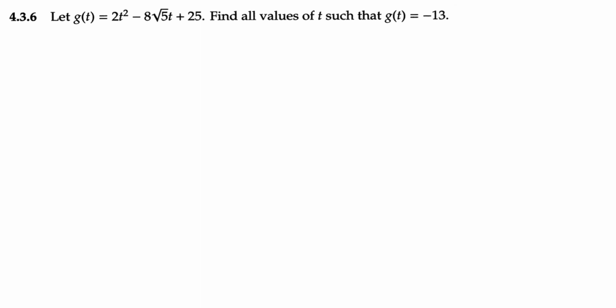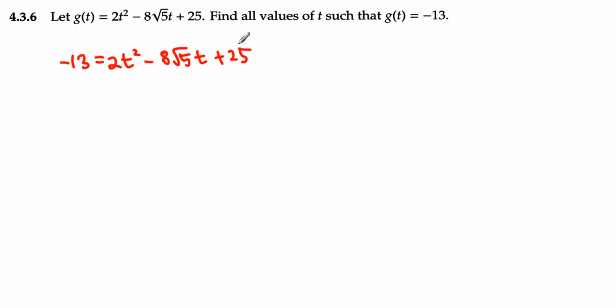So here we are looking at the given function, and we want to find out the value of t, so that g of t will be equal to negative 13. Let's try to get started here. So I'm going to plug in negative 13 in place of g of t. So here we get negative 13 is equal to 2t squared minus 8 square root of 5t plus 25.